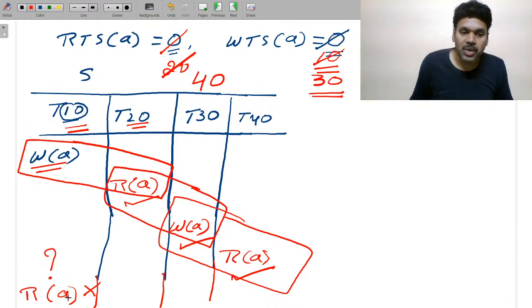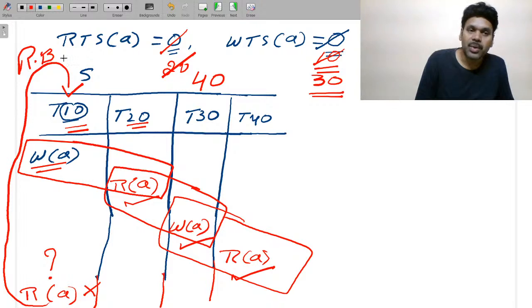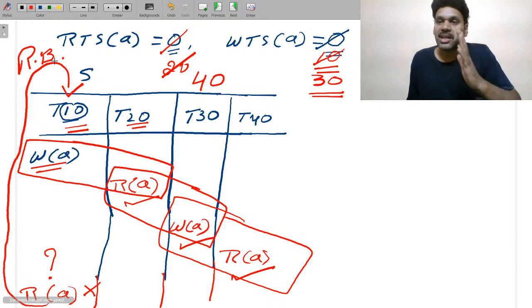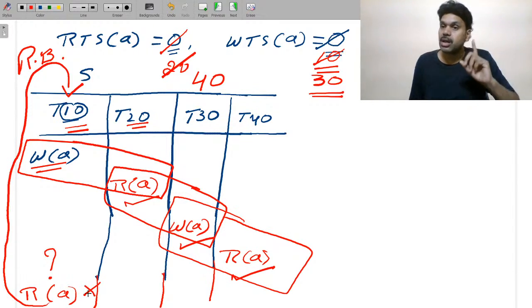When this is not allowed, the requested transaction is going to be rolled back. No doubt it is going to roll back as you are not satisfying the timestamp ordering protocol. Is it clear? As you are not following the timestamp ordering protocol, this read request is disallowed, denied, and your transaction has to roll back.